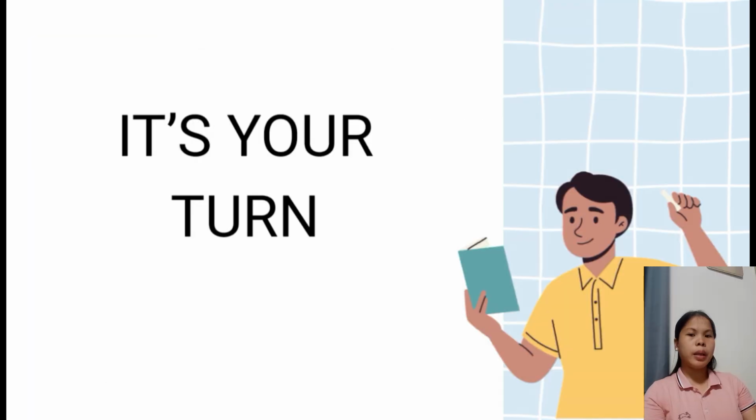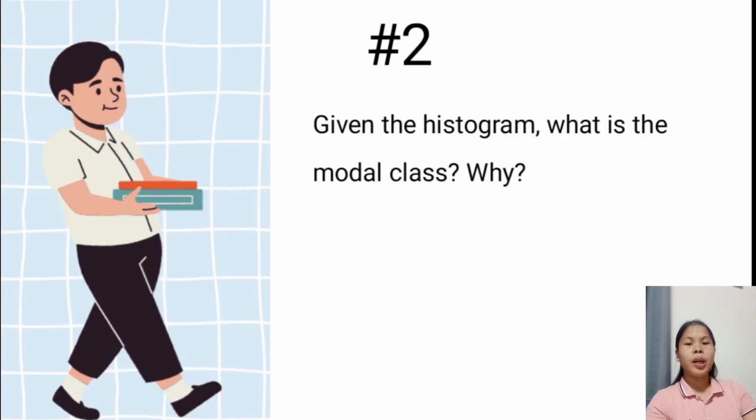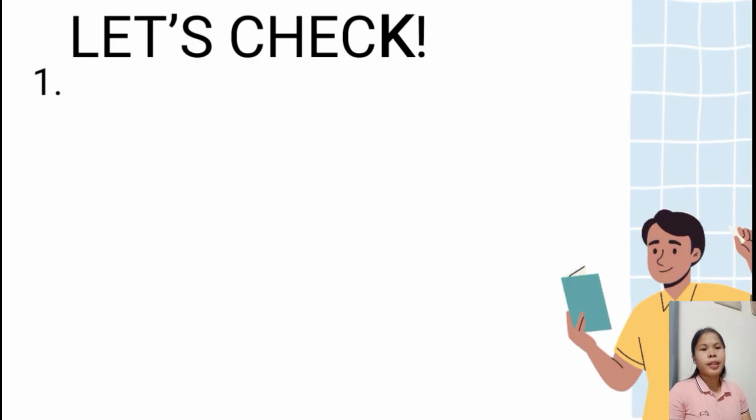Okay, so kindly prepare your pens and paper. It's your turn to answer some of the problems. For number 1, find the modal class for 200 distance measurements. We are given the table here. So you're going to use this to answer number 1, okay? And for number 2, given the histogram, what is the modal class and why? Okay, I think it's time for us to check our answers.